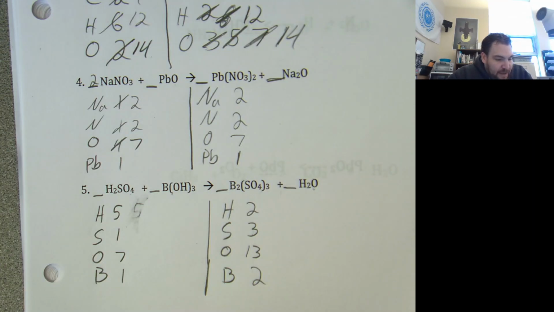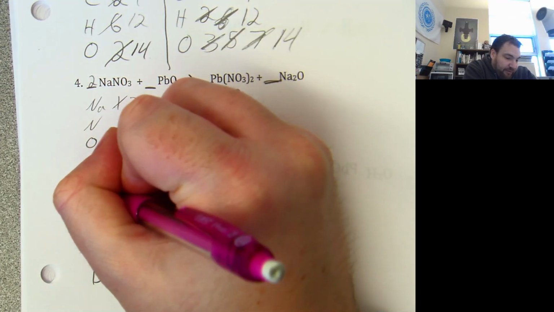Okay, let's keep going. We're going to start left to right, but I did say to leave hydrogen and oxygen to the end. So the first thing we're going to balance is the sulfurs. What could I do on the left-hand side to give me the same number of sulfurs on both sides? Put a 3 over here.